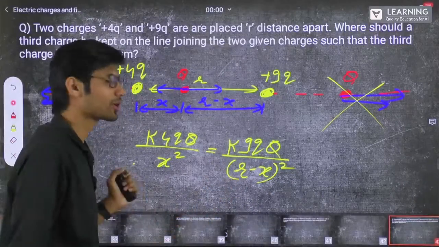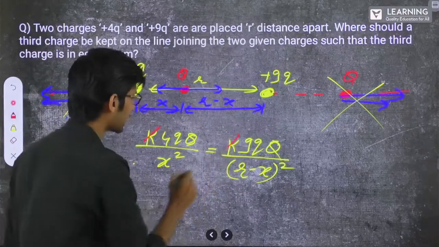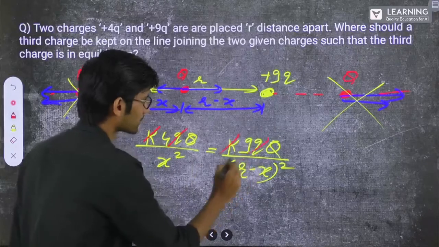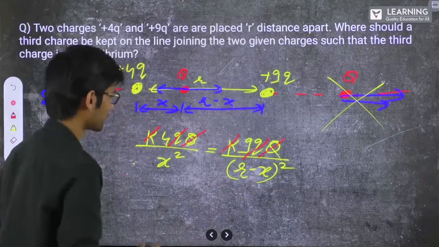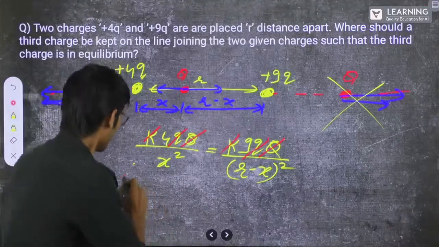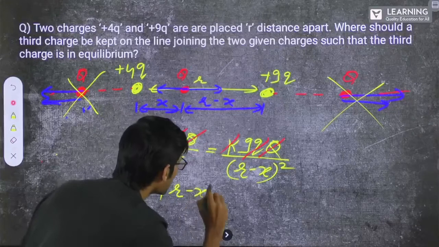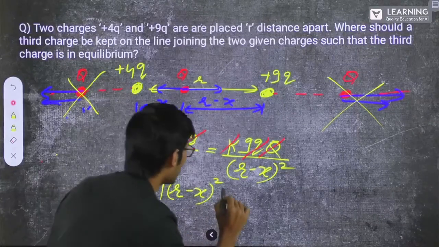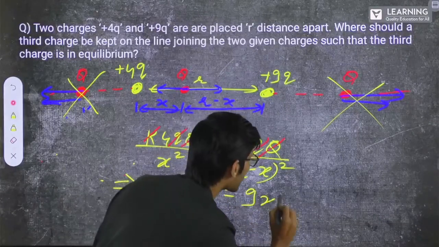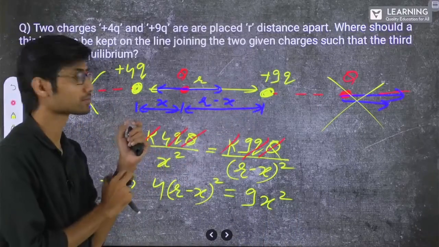If you just solve this equation, you will get your answer. K and K will be cancelled. Q and Q will be cancelled. This Q and this Q will be cancelled. Now what are we left with? We are left with (4r minus x) whole square is equal to 9x square. Correct?